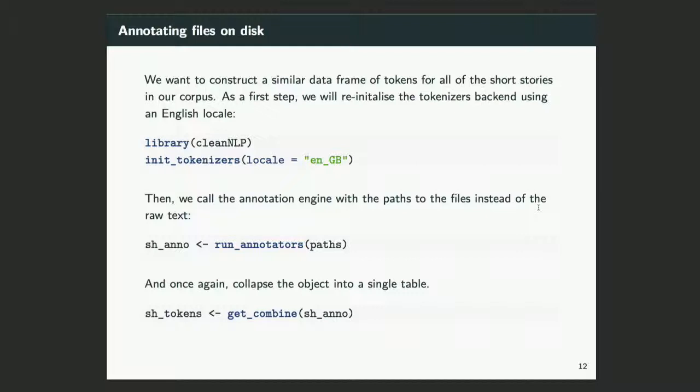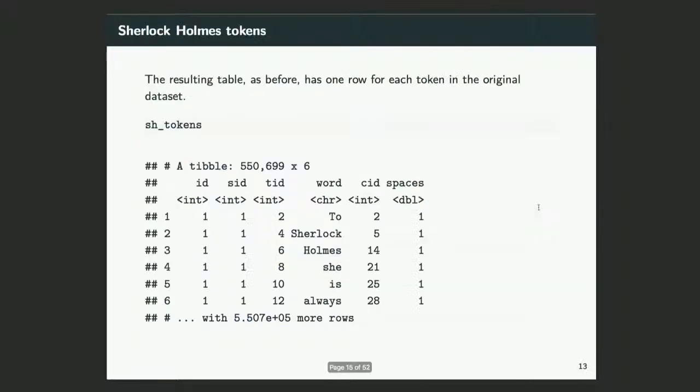So these are paths. They're URIs to where the files live. I don't have to set the as strings because I'm just saying this is where the text lives. I didn't actually want to read it in for you. R will do that underneath the hood, and it will read one story in at a time and be very memory efficient about it. And then at the end, I get this clean NLP object that I don't want to work with today. It's a little harder to work with that one. So I'll call get combine and get a data frame out, this sh_tokens.